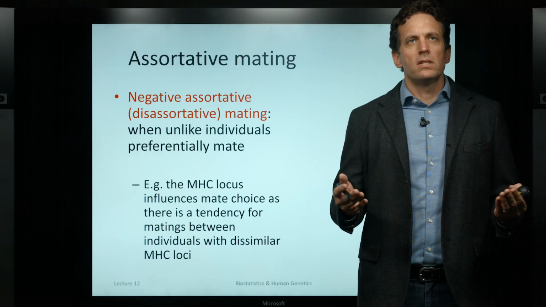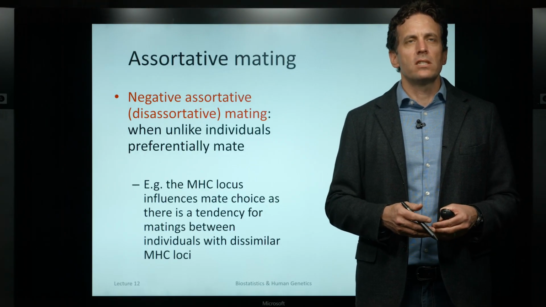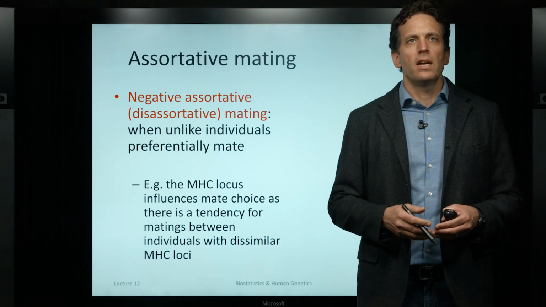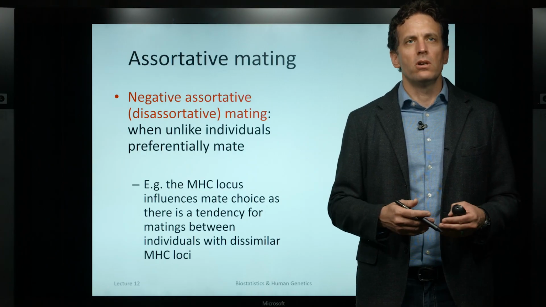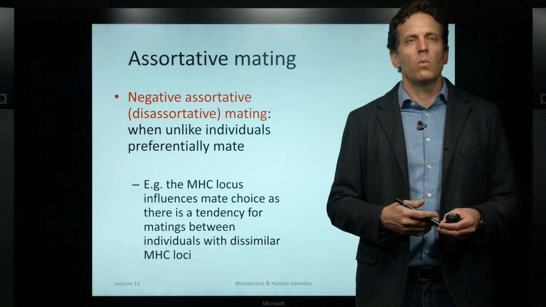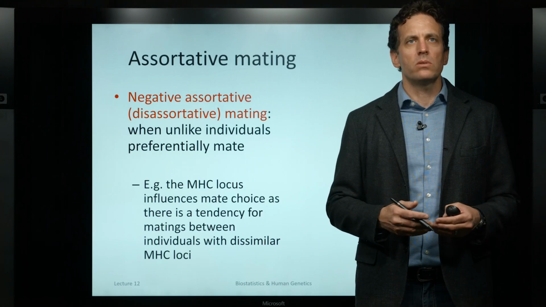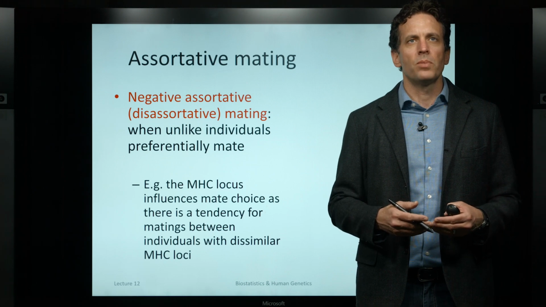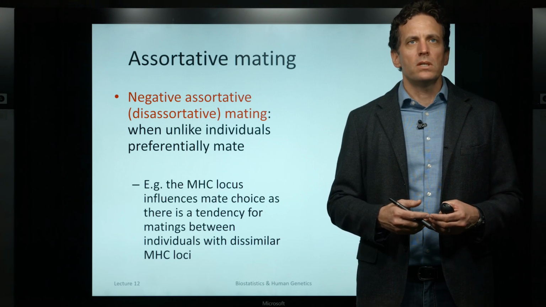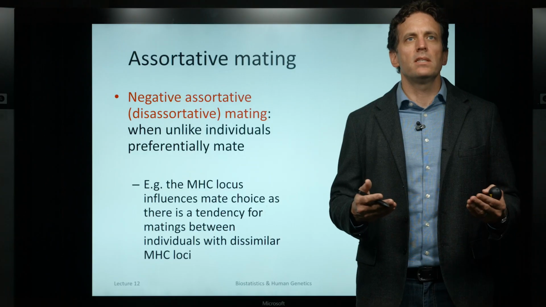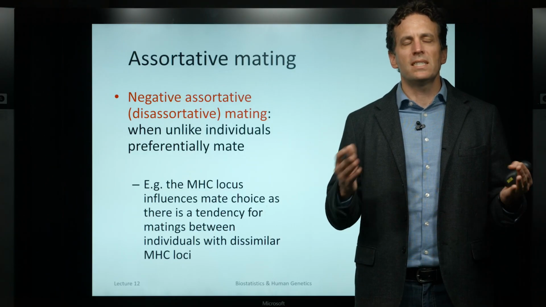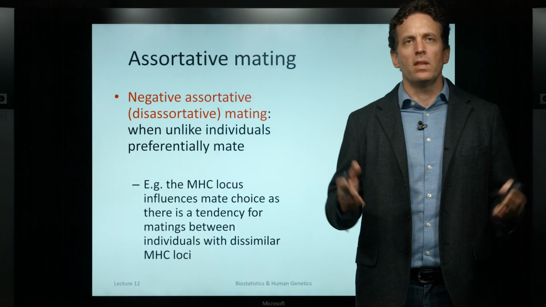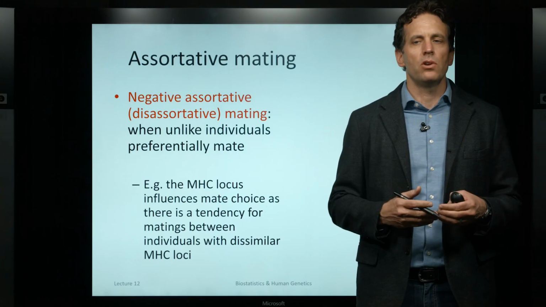The inverse of this is negative assortative mating or disassortative mating, which is when unlike individuals preferentially mate. And this indeed occurs in the human population. One idea is that the MHC locus, which is a locus that is involved in the immune system, influences mate choice, as there appears to be a tendency for matings between individuals with dissimilar MHC loci. So you preferentially mate with individuals who have a different allele than you have.